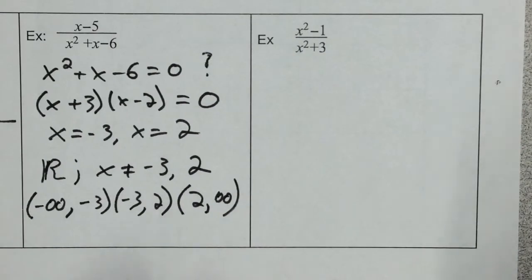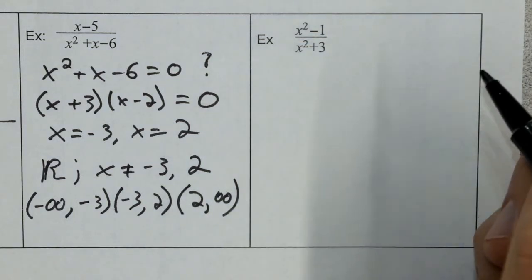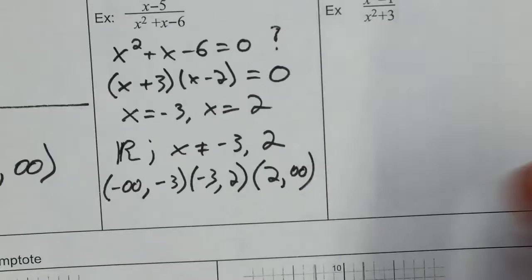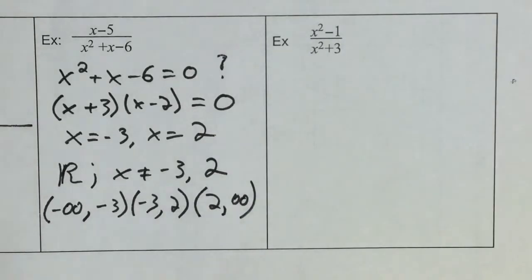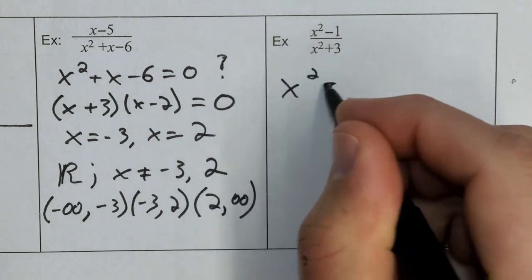We're trying to find the domain on this one. Again, the same principle is going to apply. And I just realized that I actually put the graphs down here for all of these, but anyway, we'll use those in a second. So x squared plus 3, when is that equal to 0?